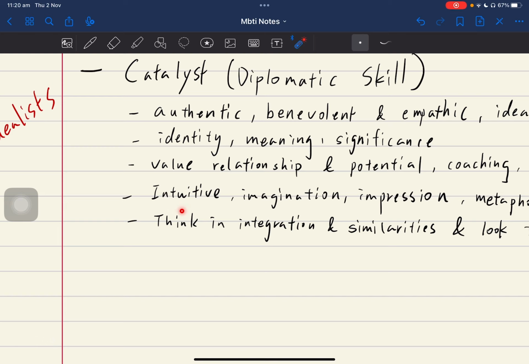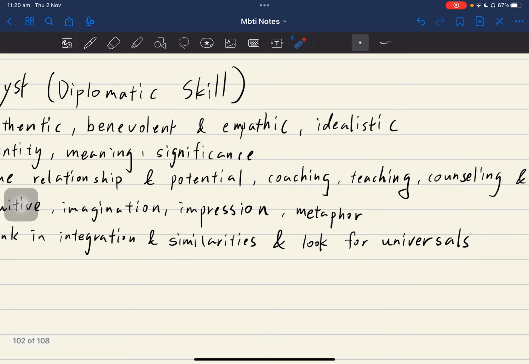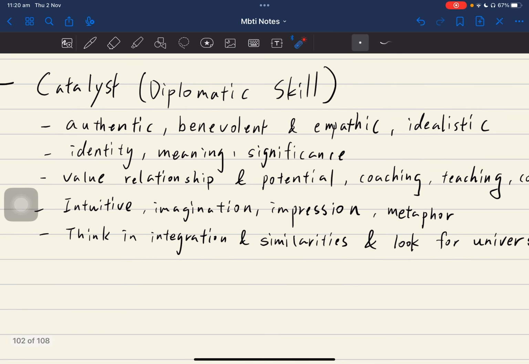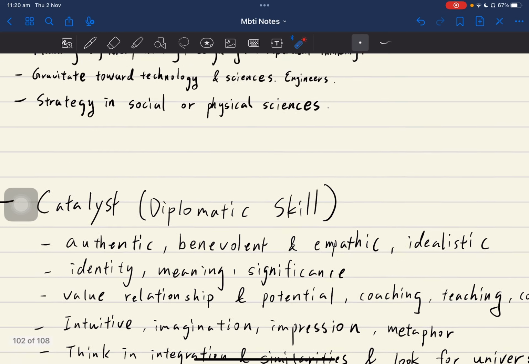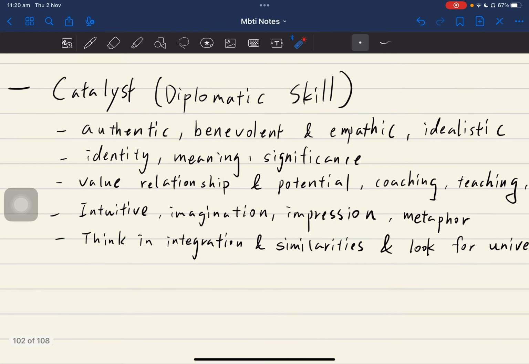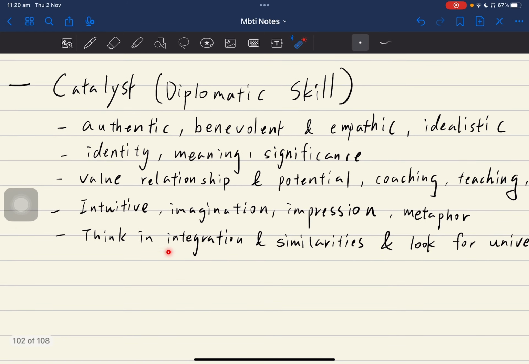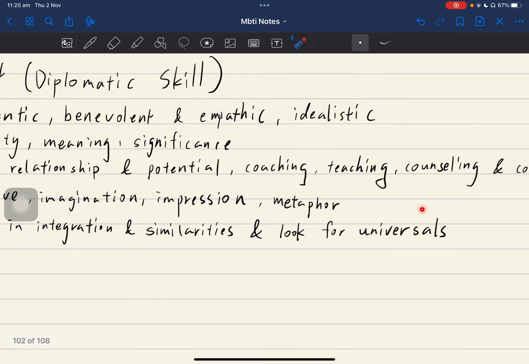They are intuitive, imaginative, impressionistic, metaphorical, and they think in terms of integration. So if the intellectual is about duality, this one is about integration. This one is about the brain, and this one is of the heart. It's the integration, and similarities, looking for the universals. So yeah, again, integration.